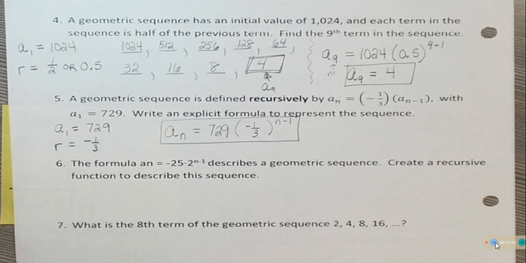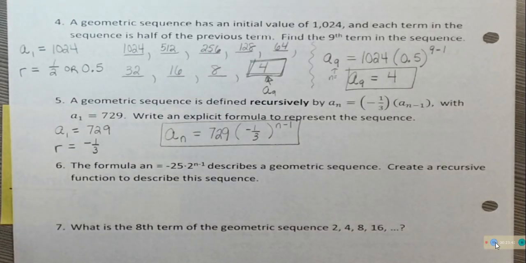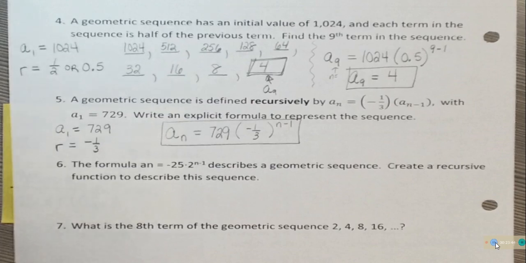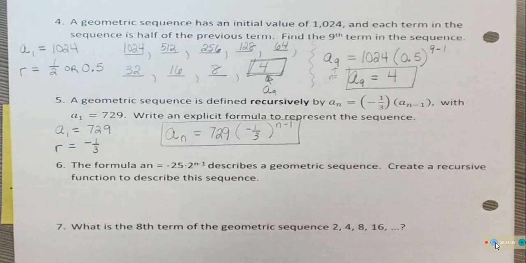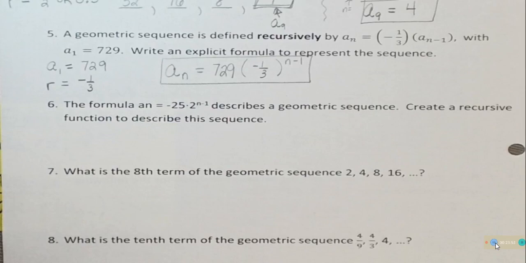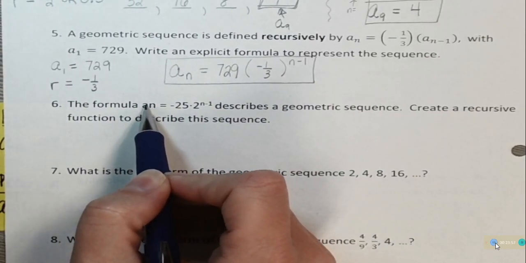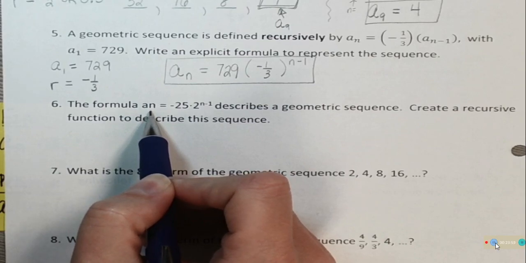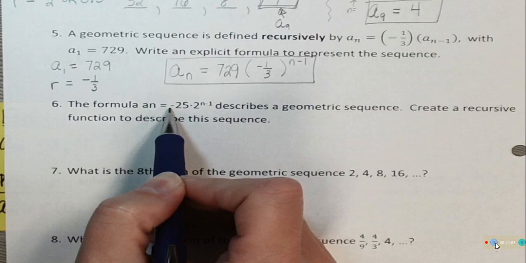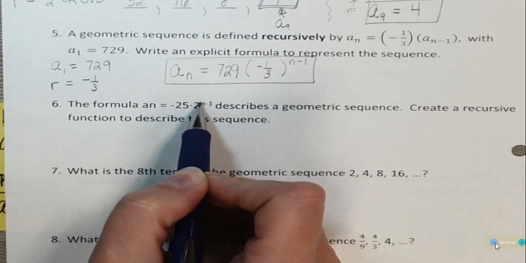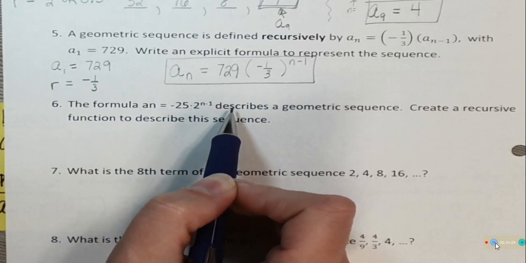If you understand what a recursive rule is telling you, you can take that information and make it explicit, and vice versa. I can give you an explicit formula, and you can turn it recursive. All right, number 6 says, the formula, now, I goofed up right there. That should be a subscript n. I just forgot to subscript it when I was typing. a sub n equals negative 25 times 2 to the n minus 1 describes a geometric sequence.